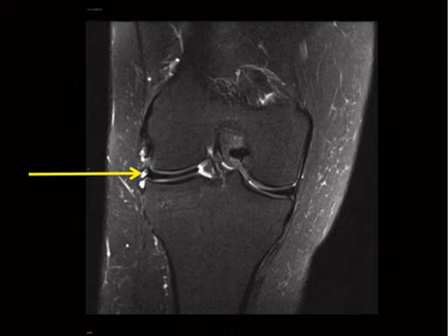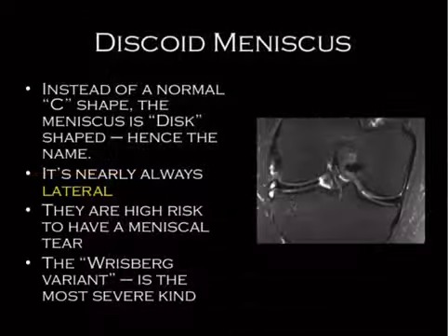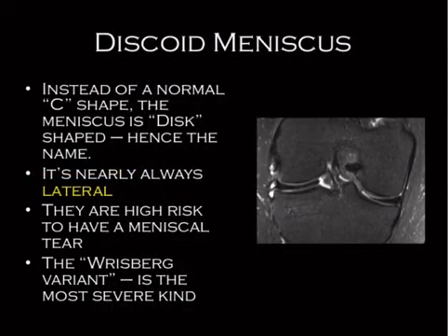It's too big, too much. It's always lateral for the purpose of multiple choice. Yes, you can have them medially. For the purpose of multiple choice, it's always lateral. And why do you care? It's because they are high risk to tear. You will have meniscal tears in kids. The other thing to know is that there are actually several different subtypes of discoid meniscus, but there is a named one which makes it more likely to show up in multiple choice, and that's the Wrisberg variant, and it's allegedly the most severe type.